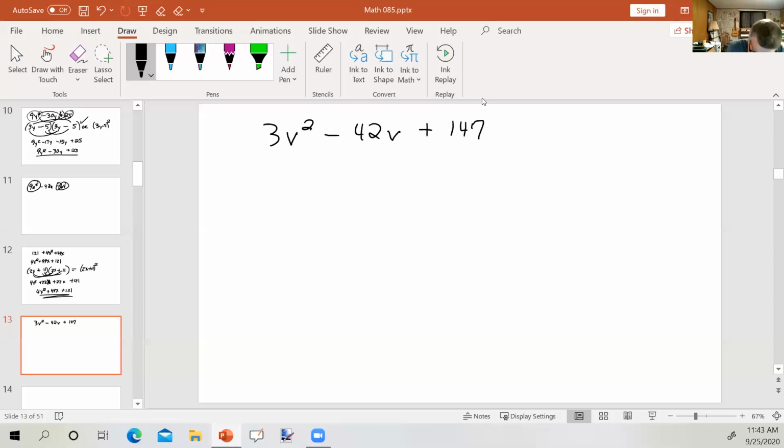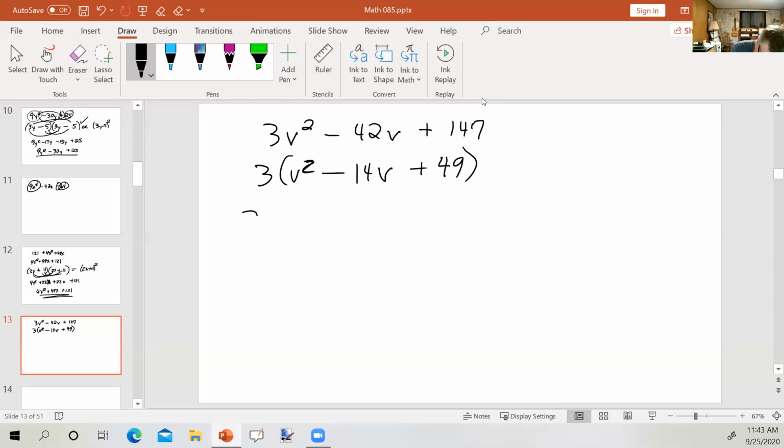No, it's okay. So we're going to take out a 3. So we're going to get v squared minus 14v plus 49. Okay. 3 times 14 is 30 plus 12 is 42. 3 times 49 is 120 plus 27, 147.